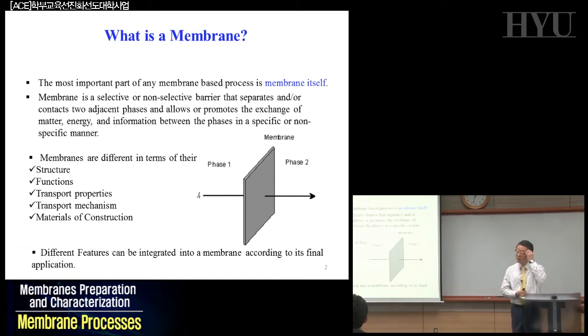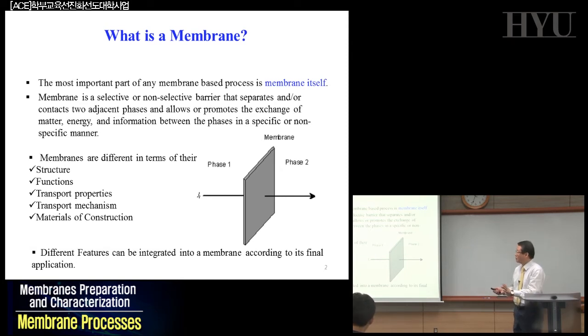So the first slide: what is a membrane? What's the difference between a membrane and a film? A membrane has selectivity. A membrane is different from a film in terms of transport property. If you have transport of something, transport of ions, transport of mass, then we call that a membrane. Whereas if you have the same polymer film but no transport property, we do not call that a membrane.